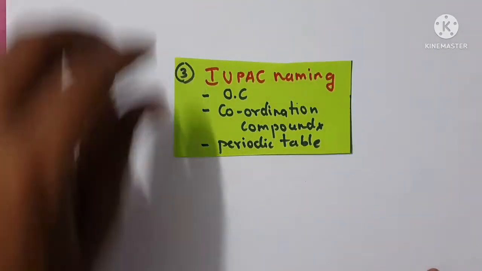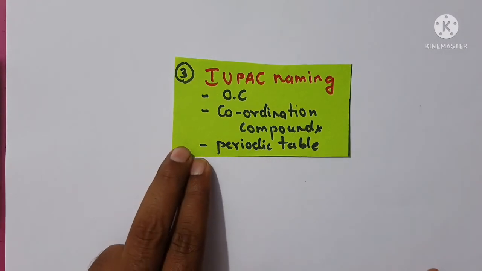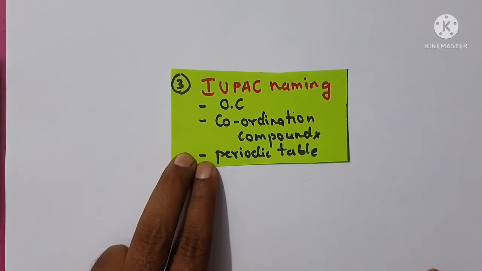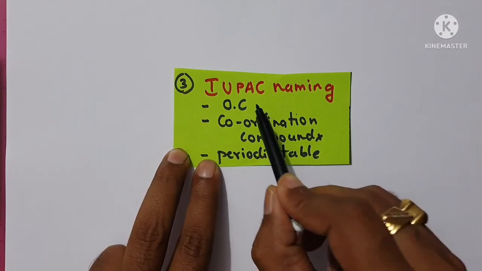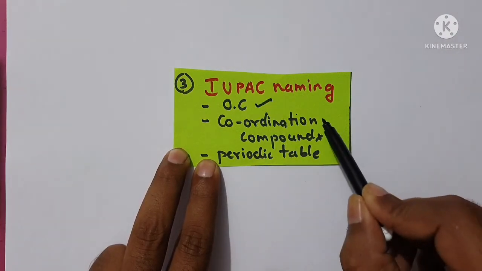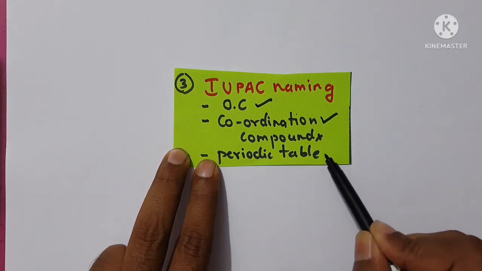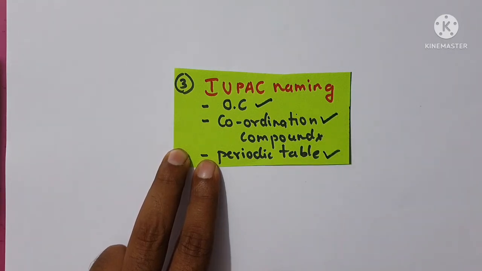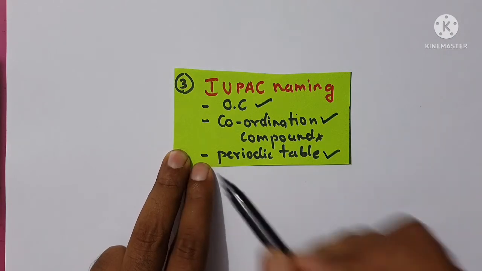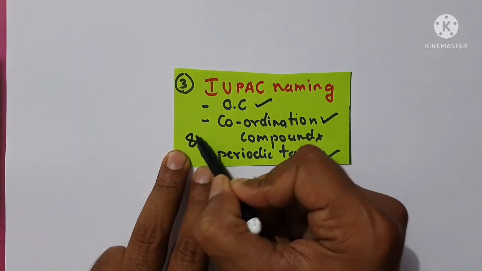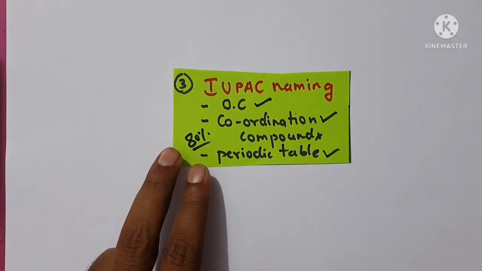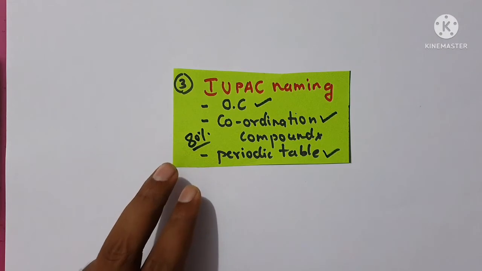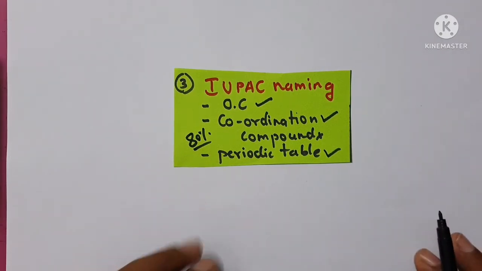that is the third most repeated question, and that is IUPAC naming. Children, there is IUPAC naming in organic chemistry, also in coordination compounds, and even in the periodic table. So you need to concentrate on the IUPAC naming of all 3. I can say there is a possibility of 80% in your NEET examination. 80% it has been repeatedly asked in the examination. We'll go for the next one.